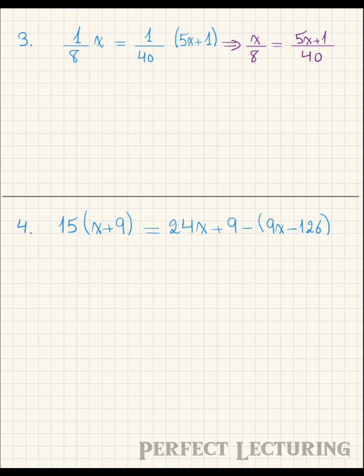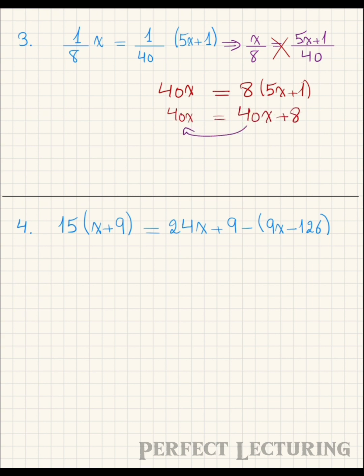Next, we either apply the same method as in number 2, which means I find a number which is divisible by all the denominators, or I can cross multiply, which is faster in this case, but it's up to you. You can either use cross multiplying, or you can multiply the entire equation by a number which is divisible by both 8 and 40 at the same time, and of course you're going to get the same answer. So here 40 times x equals 8 times 5x plus 1. Let's simplify now. So 40x is equal to 40x plus 8.